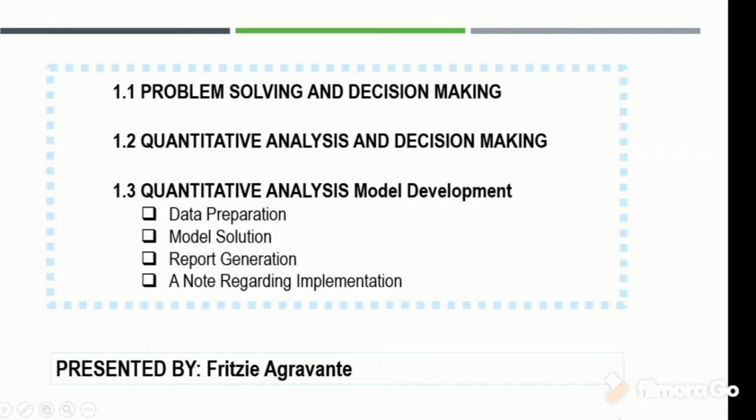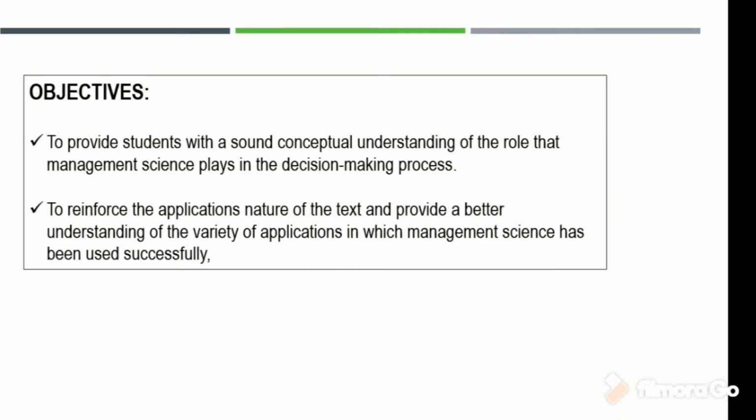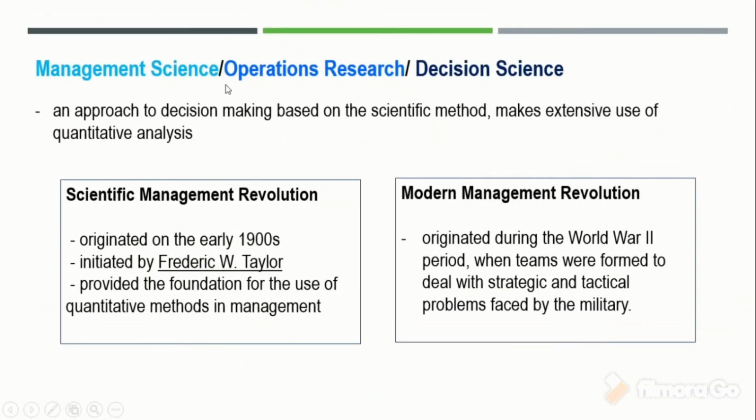regarding implementation. So, to start, the objective is to provide students with a sound conceptual understanding of the role that management science plays in the decision-making process, and to reinforce the application nature of the text and provide a better understanding of the variety of applications in which management science has been used successfully. Management science, other terms include operations research and decision science, is an approach to decision-making based on the scientific method, and makes extensive use of quantitative analysis.